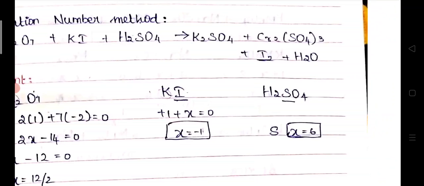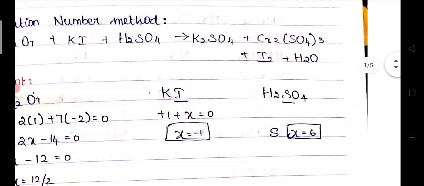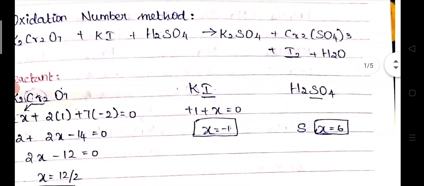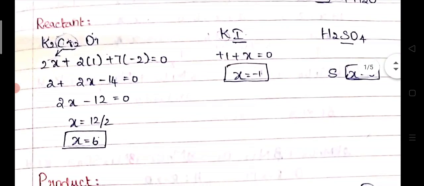So always group 1 element +1, group 2 element +2, and potassium is always +1. Then sulfur here is +6, hydrogen +1, oxygen -2. So keep this in mind. Now we have calculated the oxidation numbers on the reactant side.